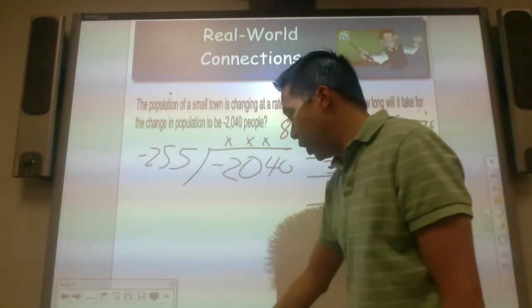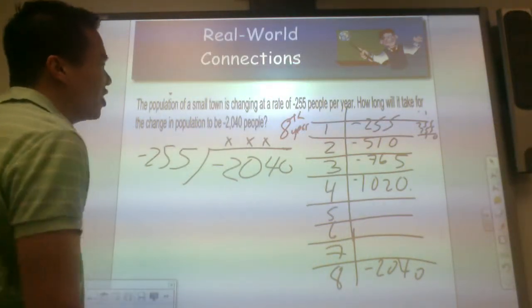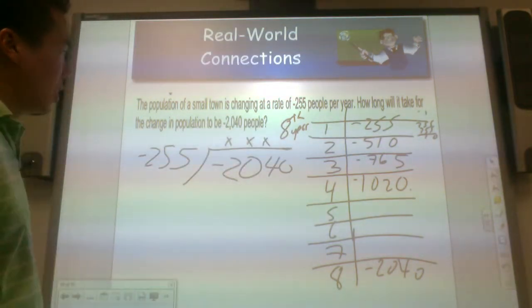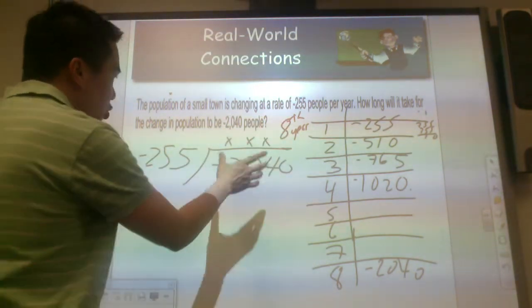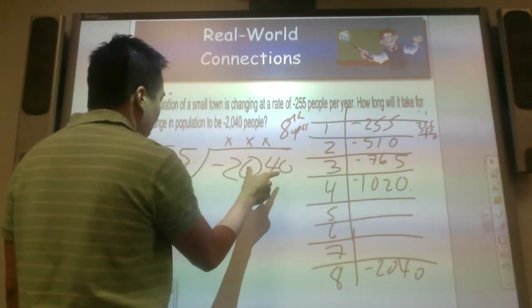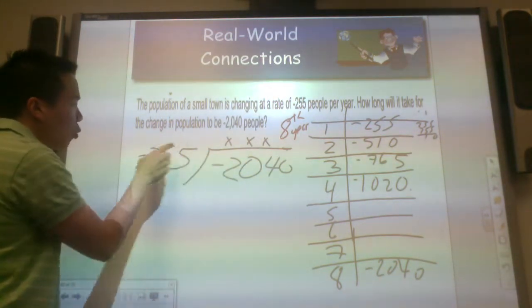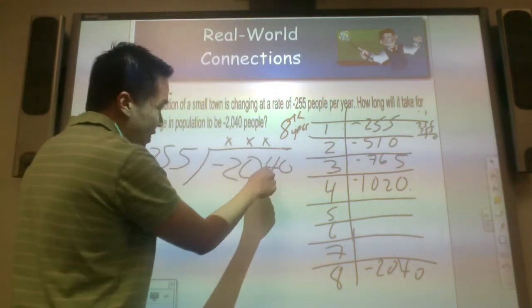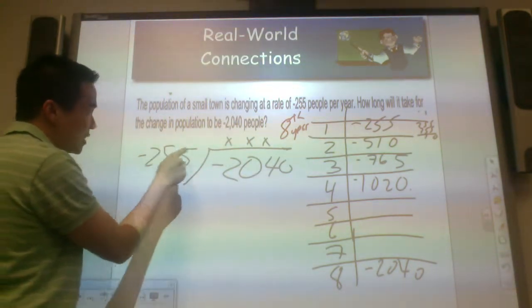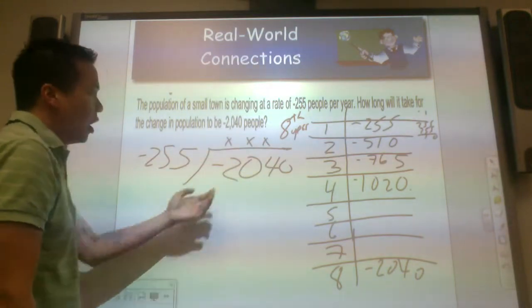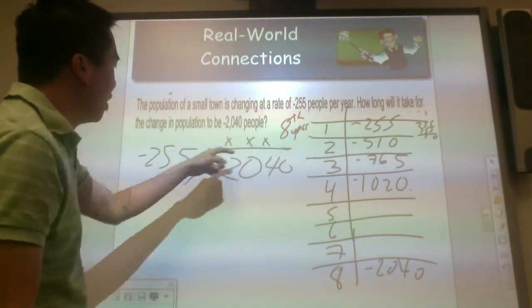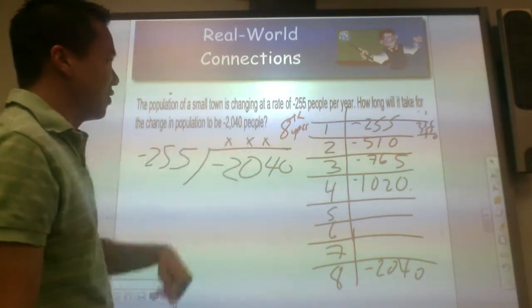But you might say to yourself, why is there no negative in front of it? Well, it's because of this one. You're losing 2,040 people. You're dividing it by negative 255. That means, what is the opposite of this one? This negative means the opposite of. So the opposite of negative 8 is positive 8 here.